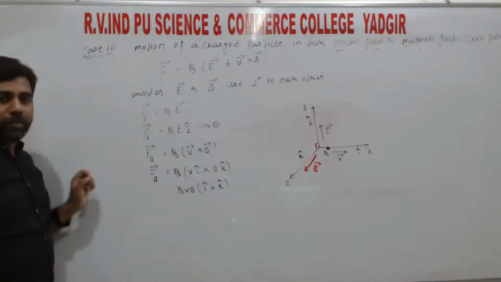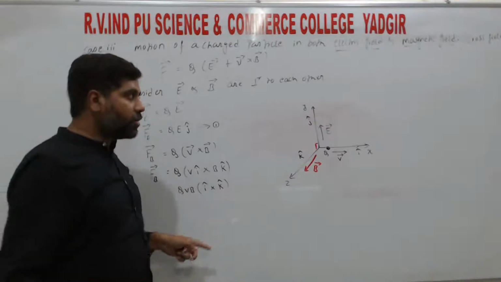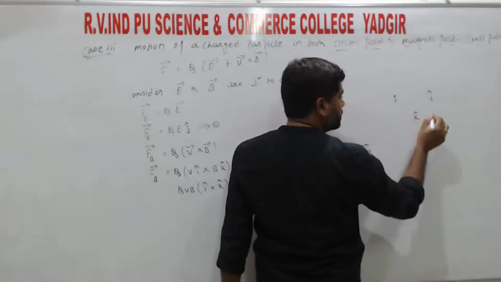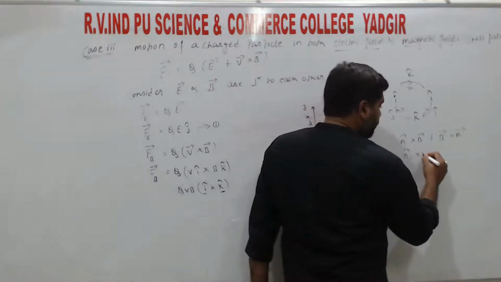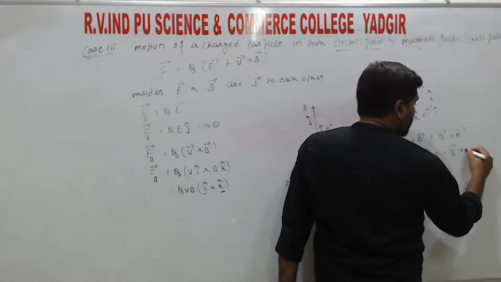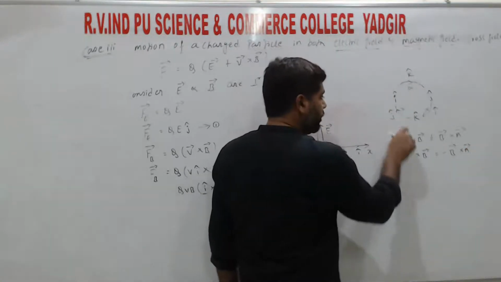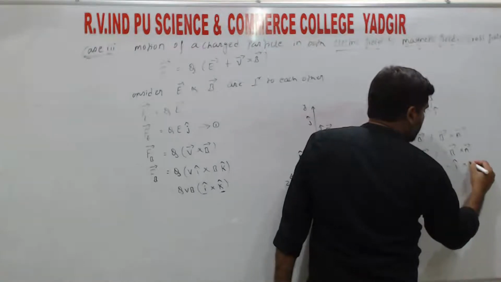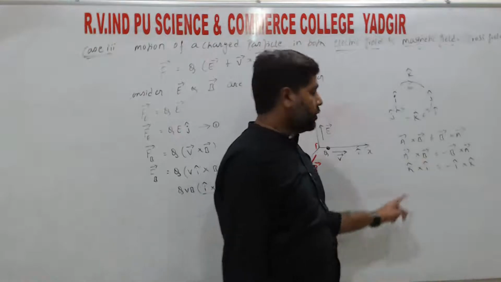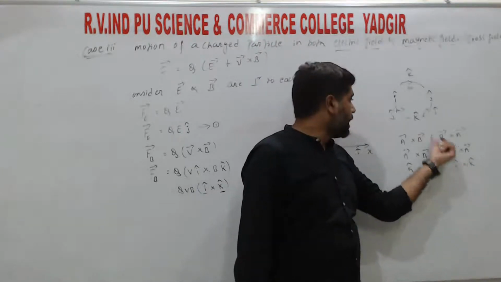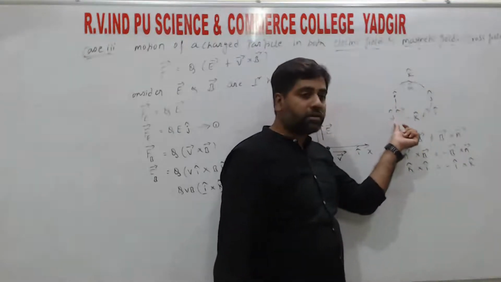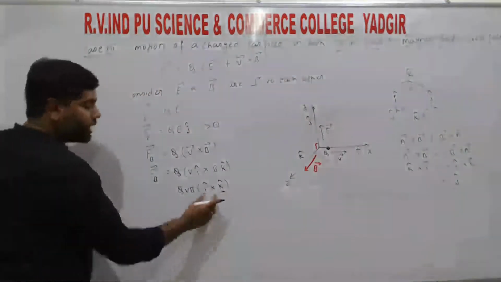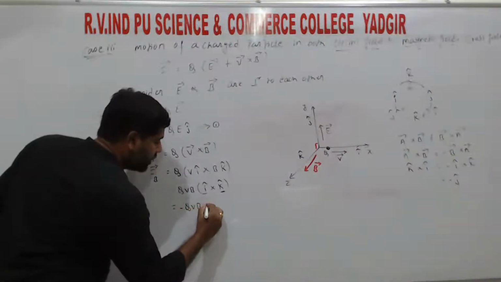Again from the property of the cross product, A cross B is not equal to B cross A. A cross B is equal to minus of B cross A. We can write it this way, right? So K cross I is equal to minus of I cross K, right? K cross I has the value J, so I cross K we can write as minus J cap, right? Now substituting here, we get minus QVB into J cap.